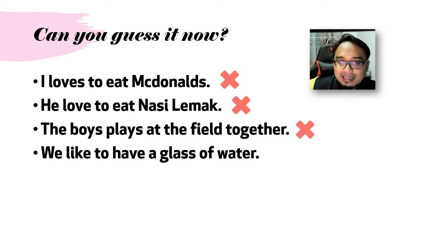Okay. Last one, we like to have a glass of water. Okay, we, plural subject. Like, plural verb, because there is no S at the end. To have a glass of water. So, number 4 is correct. Okay, so did you guess it correctly or not? Okay, I hope you can guess it correct after I have shown you the examples previously.